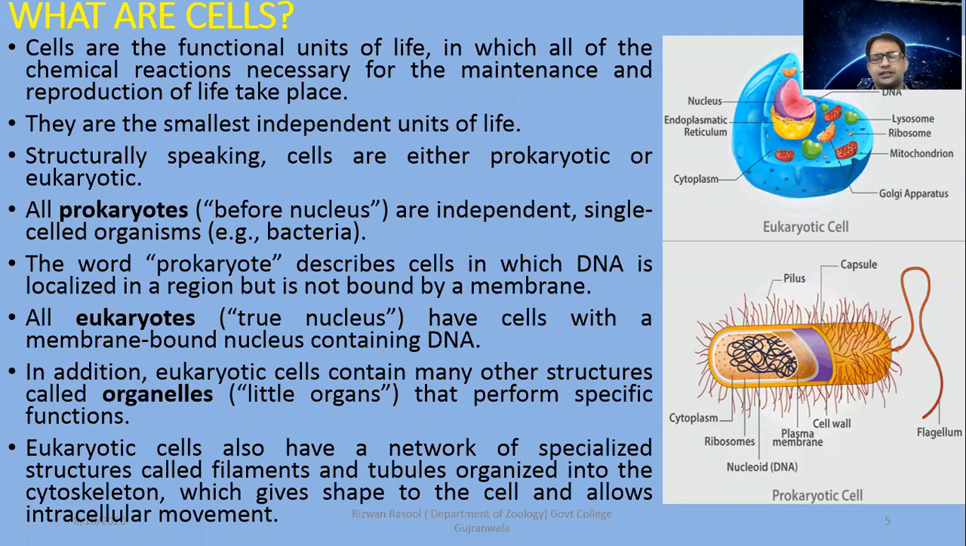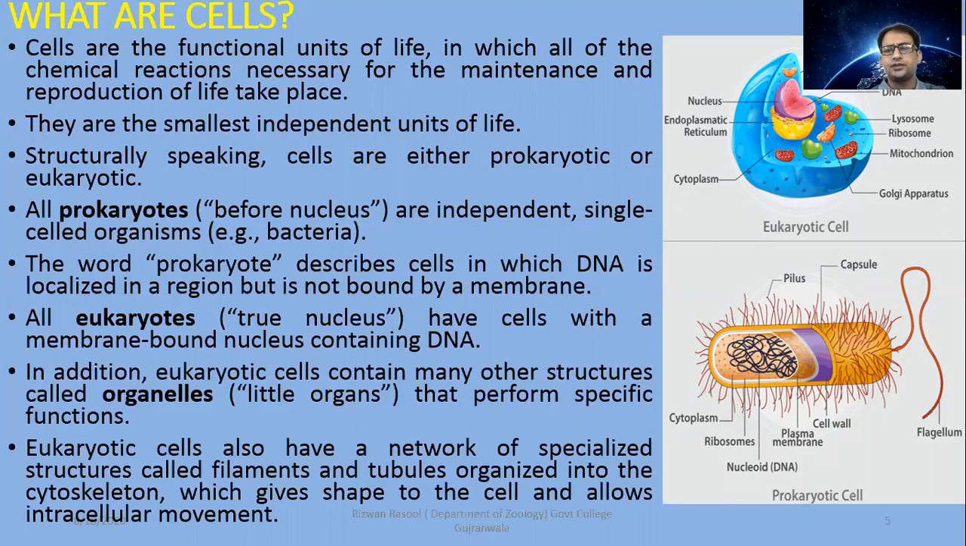Cells are the functional as well as structural unit of life. They are the smallest independent units. Basically, cells are divided into two major types, prokaryotic and eukaryotic cells. Pro means before and karyon means nucleus. These are the most primitive cells, developed before the evolution of the nucleus, and they are independent single-celled organisms such as bacteria and cyanobacteria without a definite nucleus.